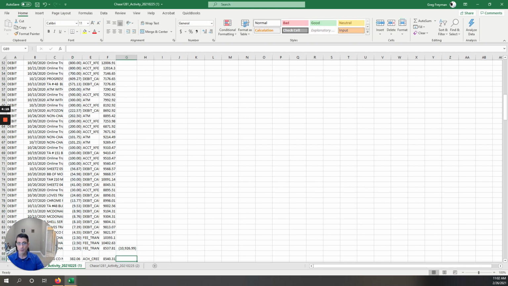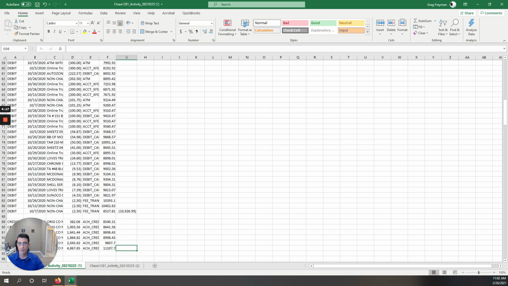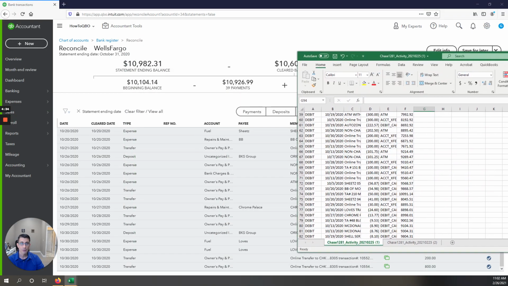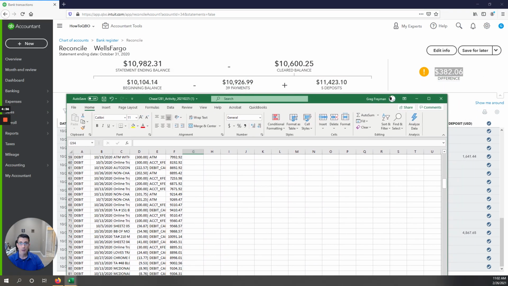So my total debits amounts to $10,926.99. So the first thing I'm doing is I'm identifying where my problem is. Is my problem in the debit side or the credit side? In other words, the amount spent or the deposits, or both, and then I can pinpoint where to look. So in this particular case, it doesn't look like my payments are off.